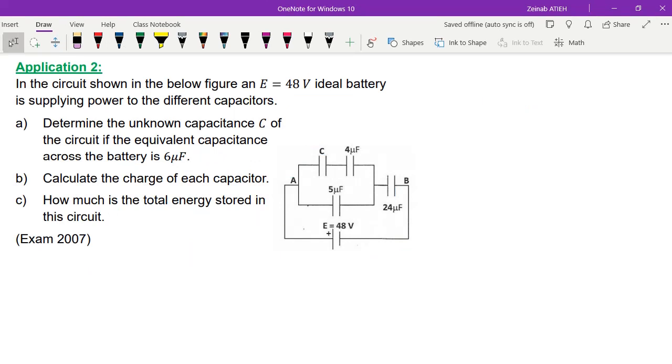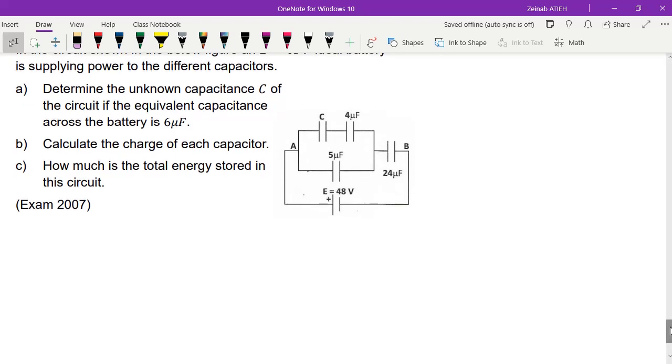In the circuit shown in the below figure, an E equals 48 volt ideal battery is supplying power to the different capacitors. Determine the unknown capacitance C of the circuit if the equivalent capacitance across the battery is 6 microfarad. So he's giving me the equivalent capacitance and I have to find C. For simplicity, I will give them names. I will call this C1, this C2, this C3, and this last one C4.